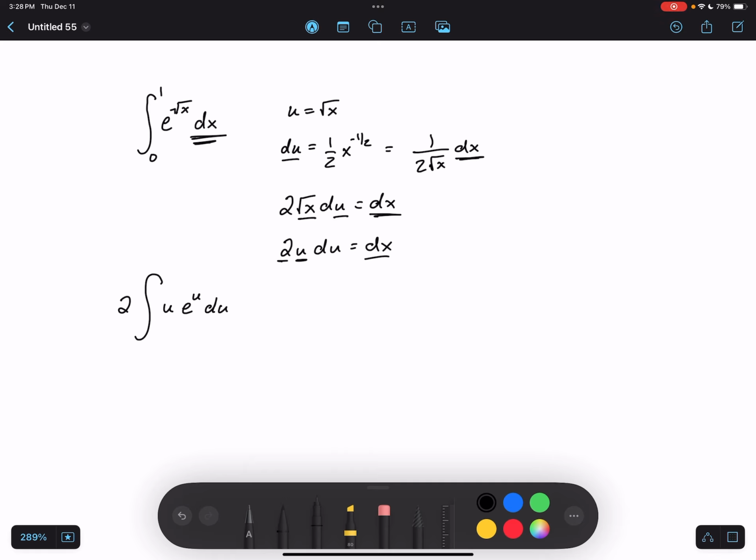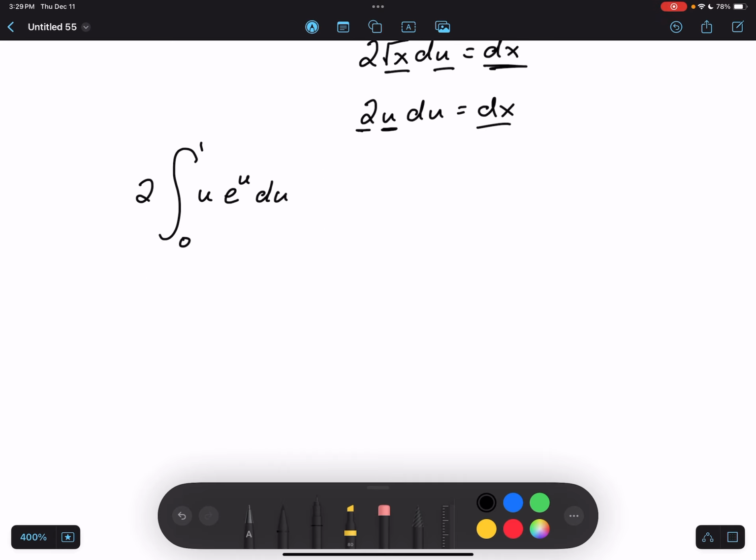The next problem is we have our bounds to deal with. Initially, what we had is we had when x equaled 0 and 1, those were our bounds, and now we're dealing with u. So now that we have u, when x is 0, u still equals 0 because the square root of 0 is 0, and conveniently, when x is 1, u equals 1 because the square root of 1 is still 1. So what we can do is pop 0 and 1 back here. That was fairly fortunate that it worked out so cleanly.